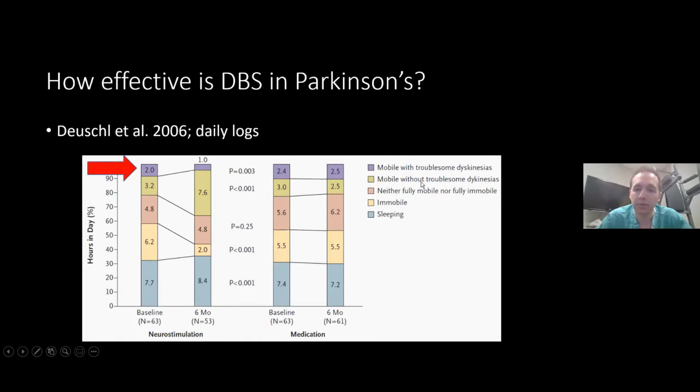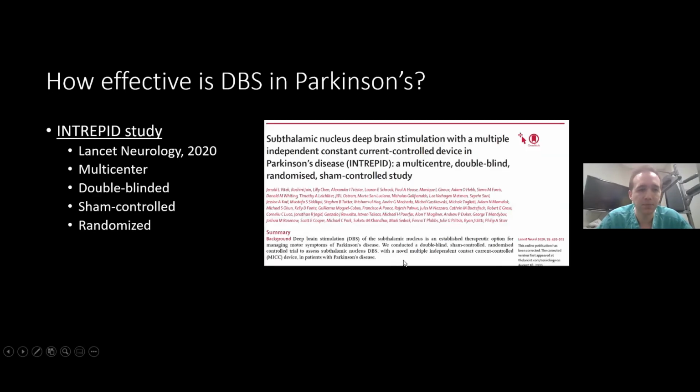And then you look at the amount of time they spent in this next group, mobile without troublesome dyskinesias, which is really their best on time. It's double, basically. And the worst group, this immobile, completely immobile section, is reduced by two thirds. So it's quite a remarkable change. And then you look at the medication group and it's no different.